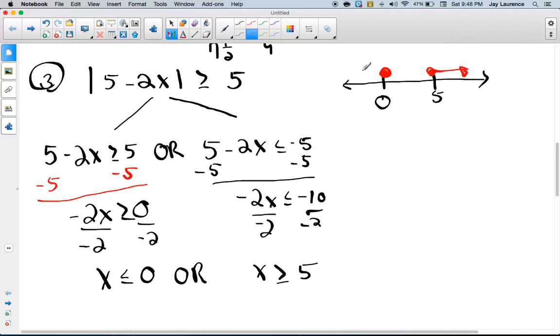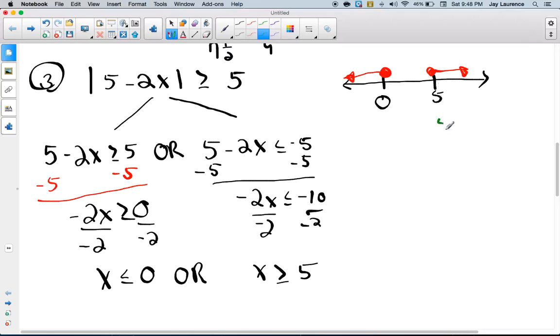And then I have to shade to the left of 0 because the negative numbers are less than 0. And there we go, so there's part B. So now I'm going to do my interval notation. I love to do it right below my number line. So I'm going to come down. I'm going to do this side first.